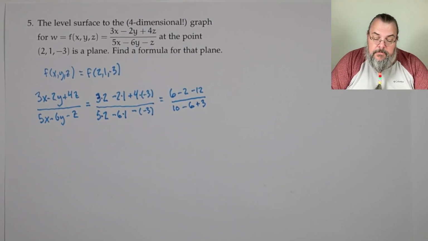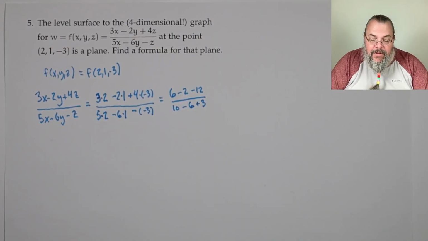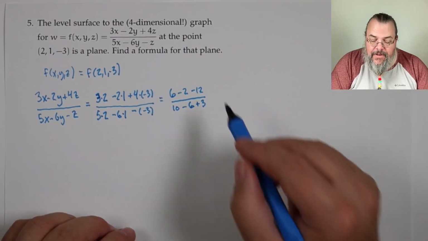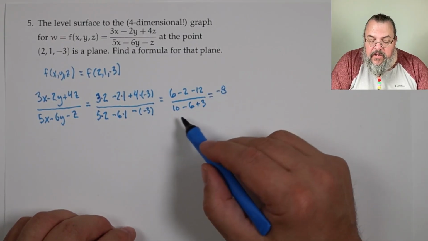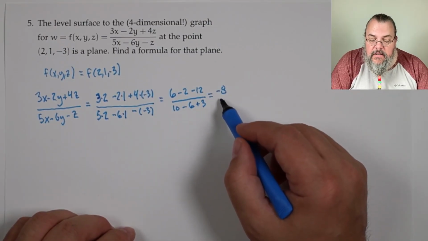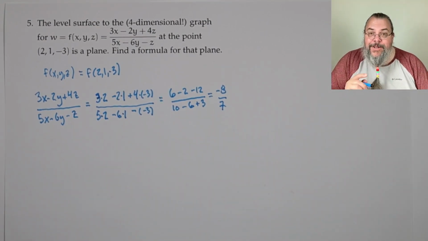Okay, yeah, sure. They're numbers, and they do things. So, okay, 6 minus 2 minus 12 would be what? Well, that would be negative 8. And 10 minus 6 plus 3, that would be 13 minus 6, that's 7. All right, now we're getting close.